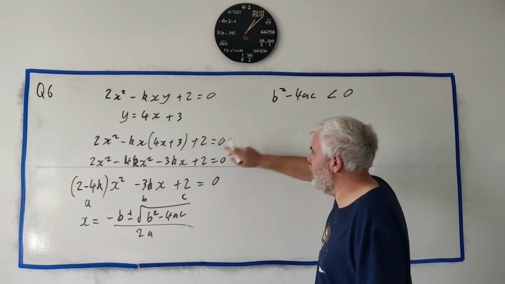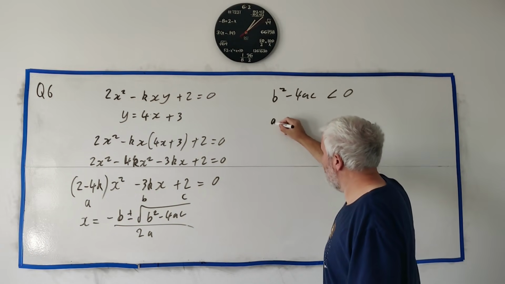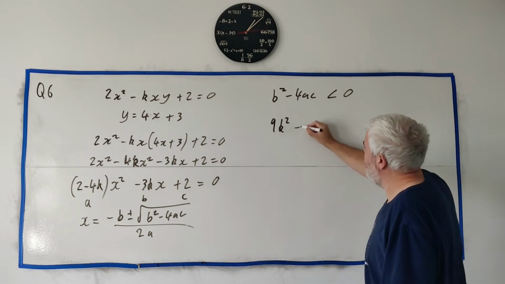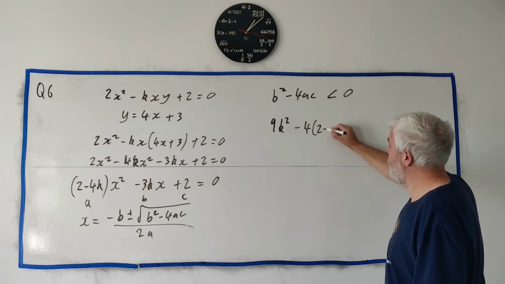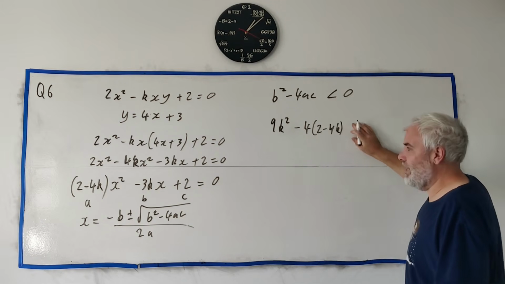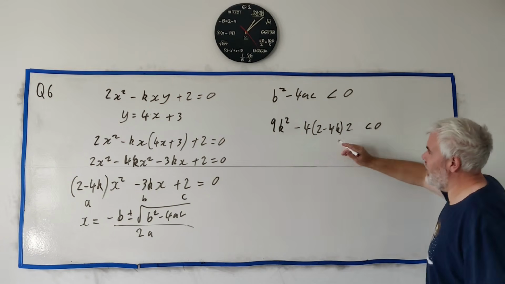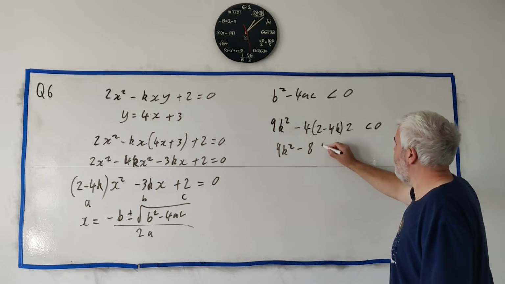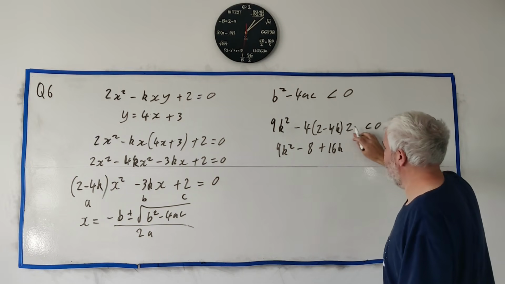B squared is minus 3k squared. That's minus by minus, plus. 3 by 3 is 9. K by k is k squared. Let's do this one slower. Minus 4 times a. A is 2 minus 4k. And c is a 2. All this is less than 0. Let's multiply this out. We get 9k squared minus 8 plus 16k. Oh, I'm sorry. All of that was multiplied by 2.